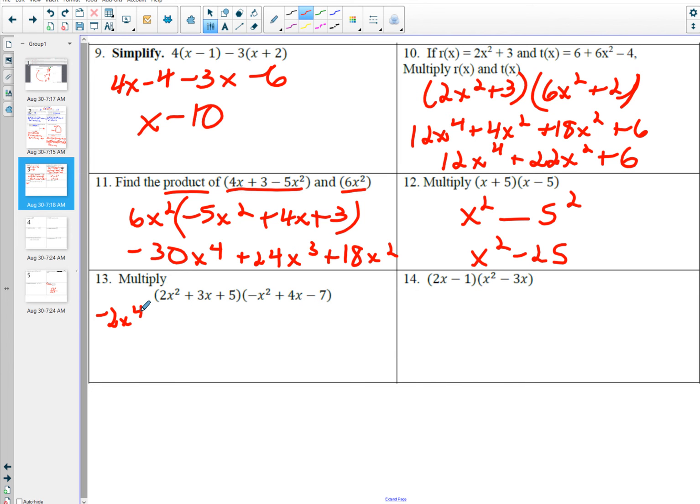We're just multiplying. Plus 8x to the 3rd, minus 14x squared, minus 3x to the 3rd, plus 12x squared, minus 21x. Then the 5 is going to be minus 5x squared, plus 20x, and then minus 35.